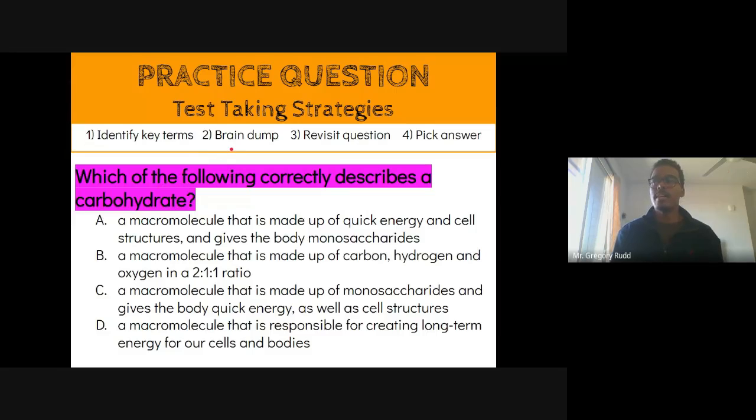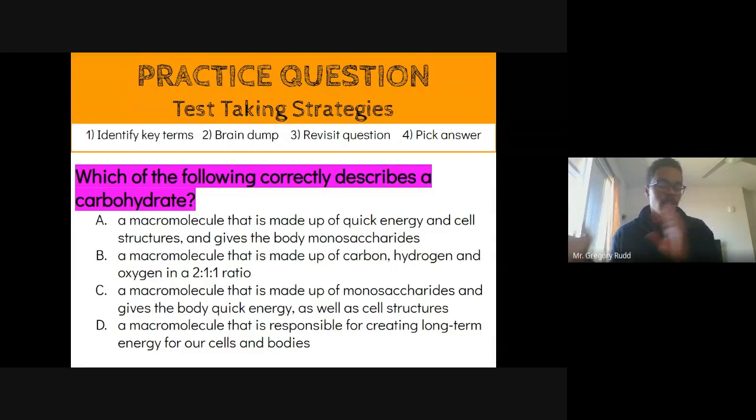So in your brain dump, you might want to write down as much information as you can think about as it relates to carbohydrates. All right, so I see key term carbohydrate. I know carbohydrates provide quick energy. Let me write that down, quick energy. They're also present in the cell walls of plants. So maybe I should write cell walls. I know that they also have carbon, hydrogen, and oxygen in a 1:2:1 ratio. Maybe I should write that down as well. So in your brain dump, you're just getting out information that might help you make a prediction about the answer.